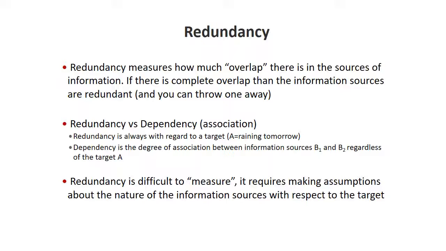In the previous slide, I mentioned the notion of redundancy. Redundancy is different from dependency. So redundancy measures the degree of intersection of the two sources with regard to how much information they provide about some target. So in redundancy, we're looking at least three things at the same time, which is different from dependency, which is association, which is saying, what is the overlap? What is the correlation, let's say, between B1 and B2, regardless of what we'd like to know about A.